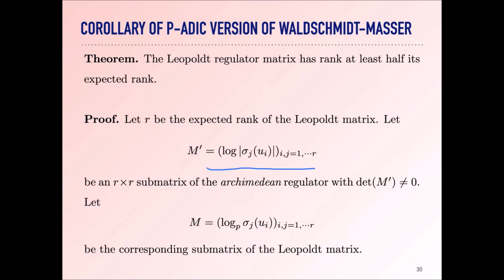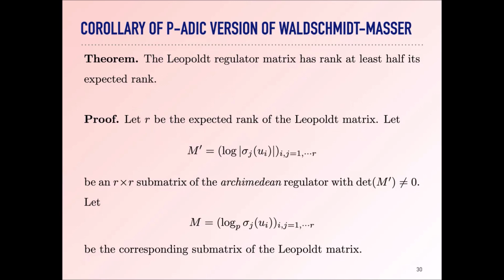So again, I've sort of crossed out one column here so that it's a square matrix, so that the determinant of that submatrix is... oh, sorry, I'm doing this in the general case where it's not necessarily a totally real field. So let me not just say one column. But anyways, let R be the expected rank of the Leopold matrix, which is the rank of the unit group, so it's for a general number field. And then you take any R by R submatrix of the Archimedean regulator whose determinant is non-zero.